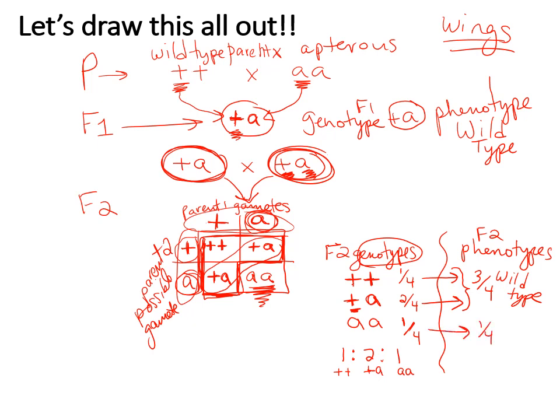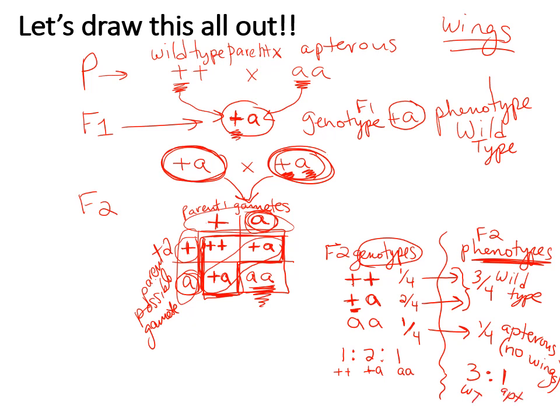So 1 out of 4 will look apterous. And remind yourself, what does apterous look like? No wings. So 3 out of 4 phenotype-wise will be wild type. 1 out of 4 will be apterous. So the phenotypic ratio is 3 to 1, wild type to apterous.